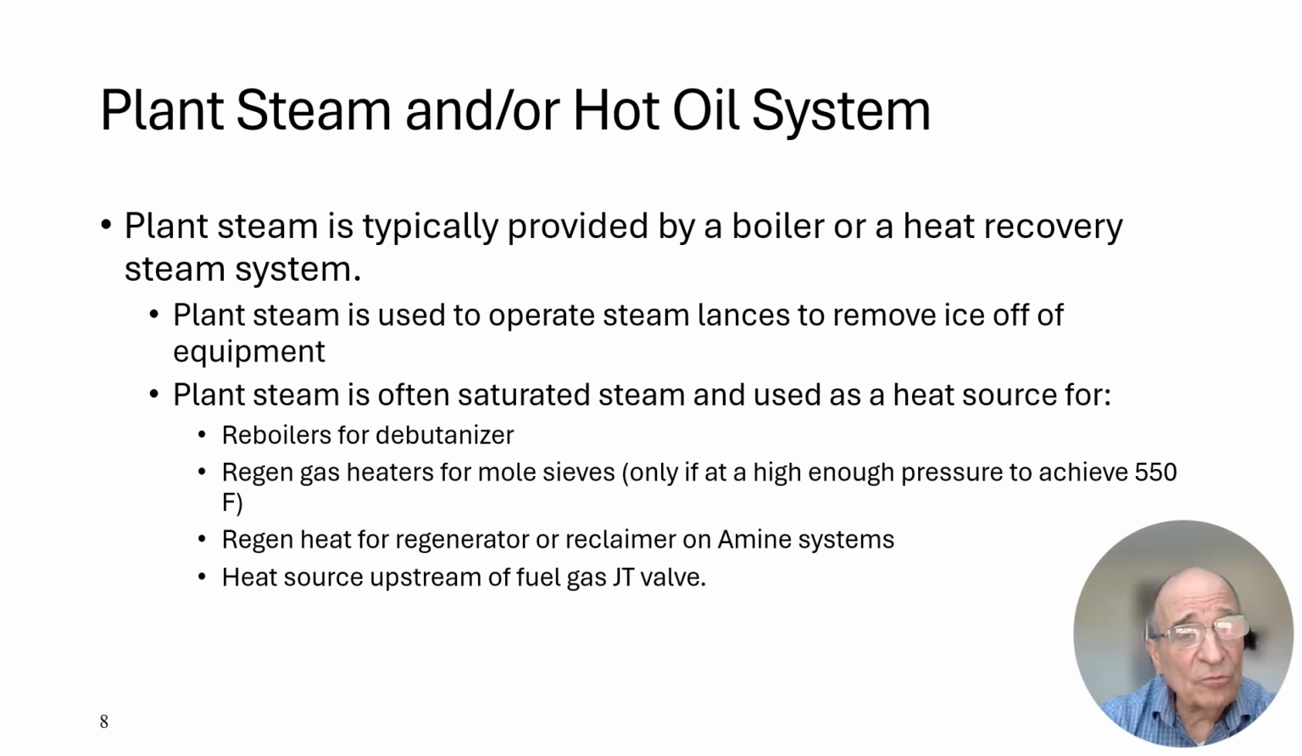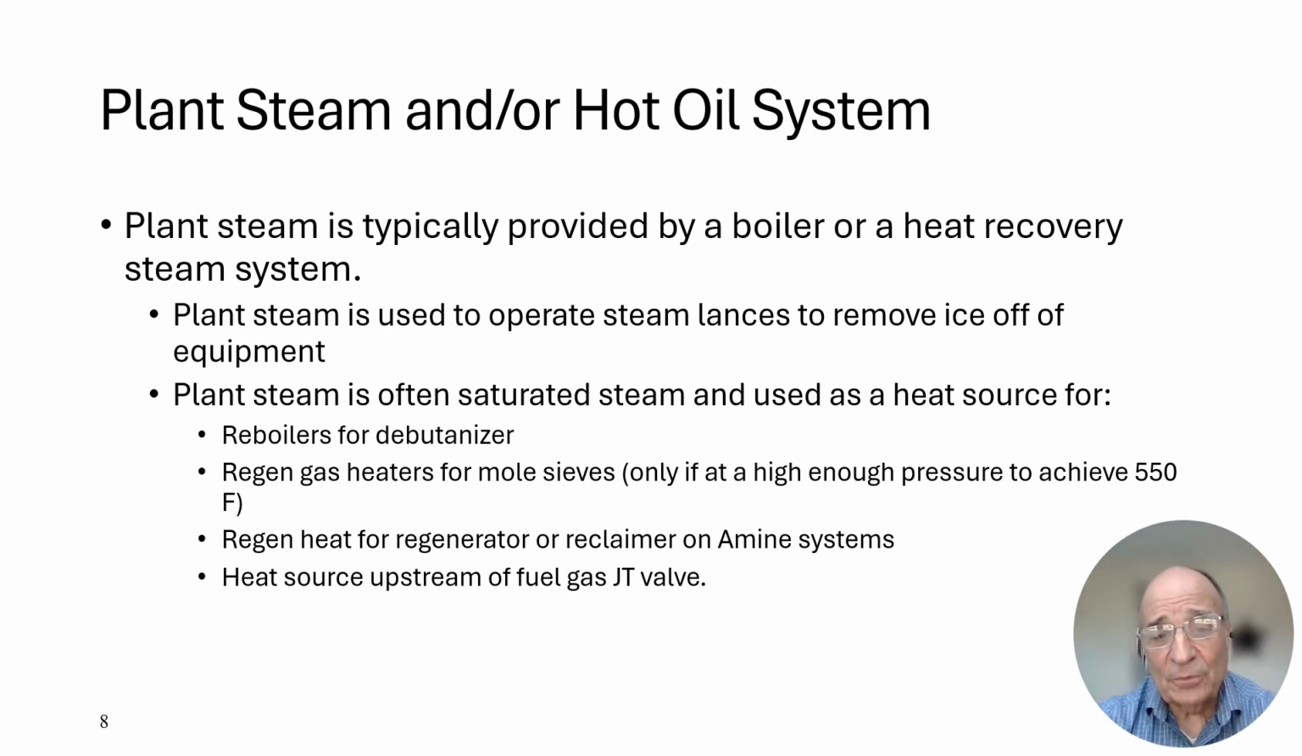In particular, reboilers for a debutanizer in a production facility, and regeneration gas to regenerate your mole sieve. Well, that regeneration gas has to be heated up to about 550 degrees. How do you get saturated steam up to 550 degrees Fahrenheit? You need to be around 1,000 psi absolute. Also regen heat for regenerators or reclaimers on amine systems.